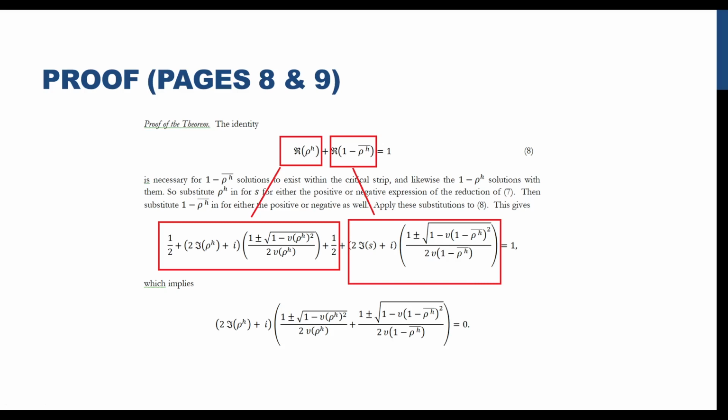So if you've read the paper before, go check it out. Now we just pull out this 2 times imaginary part plus i. We pull that out of the parentheses, and what we're left with is simple.